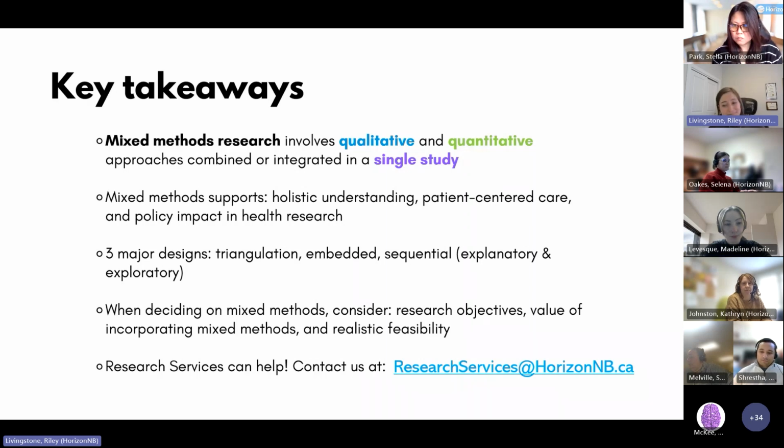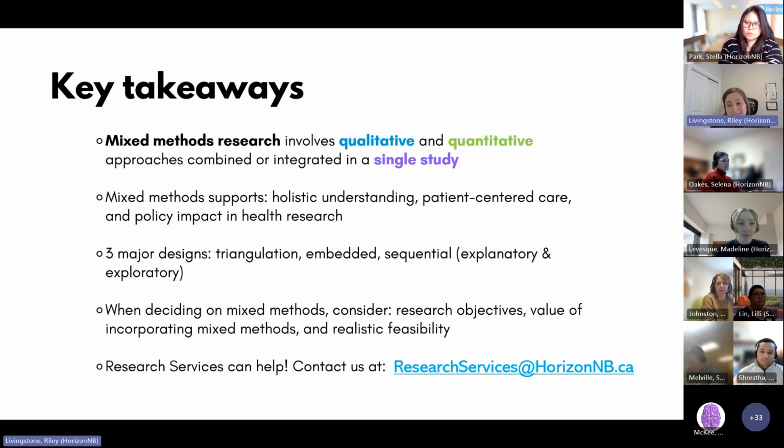And finally, remember that while mixed methods can be challenging, our team at Research Services is here to support you. Just send a message to researchservices@horizonnb.ca, and we can work with you to move your research forward.